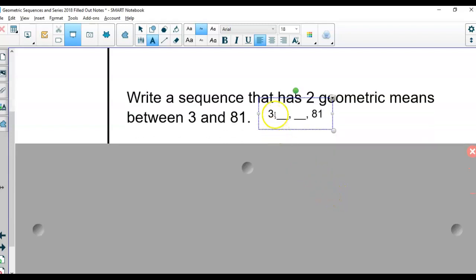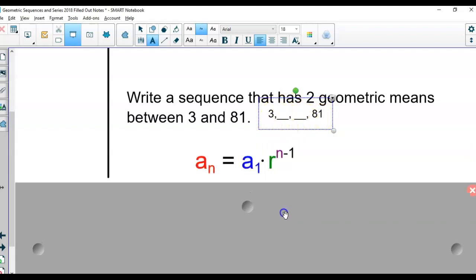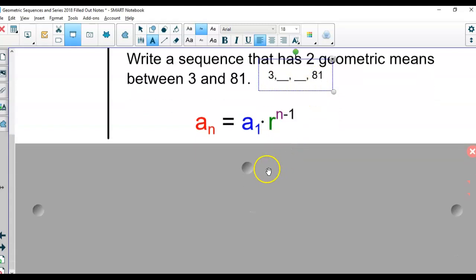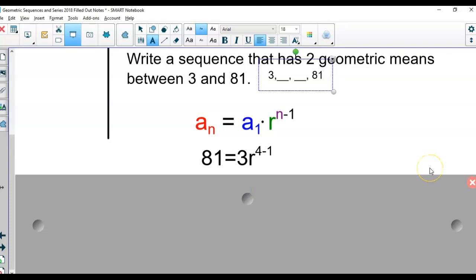Okay. Well, what do I know? I know my first term, I know my last term, and I know the number of terms I have in this sequence: 1, 2, 3, and 4. So I'm going to fill that in right now. So a sub n, that's my last term. That's 81. A sub 1, that's 3, my first term. I don't know my common ratio, but I do know the number of terms I have. That's n: 1, 2, 3, 4. So that's 4 terms right there. So I'm going to plug in 3 for a sub 1, 4 for n, and 81 for a sub n. And I have that right there.